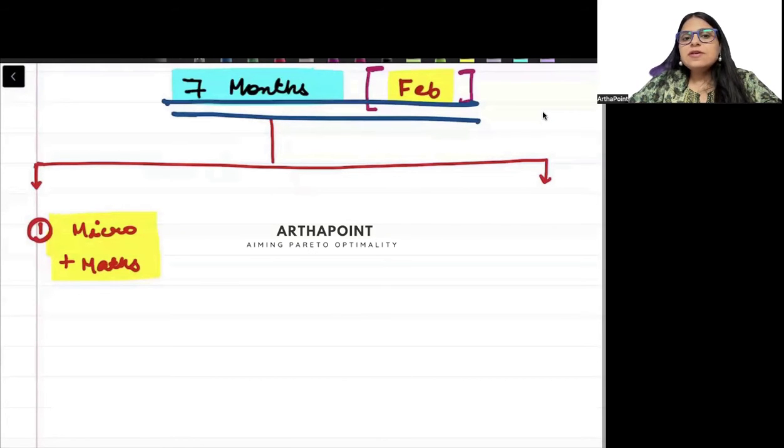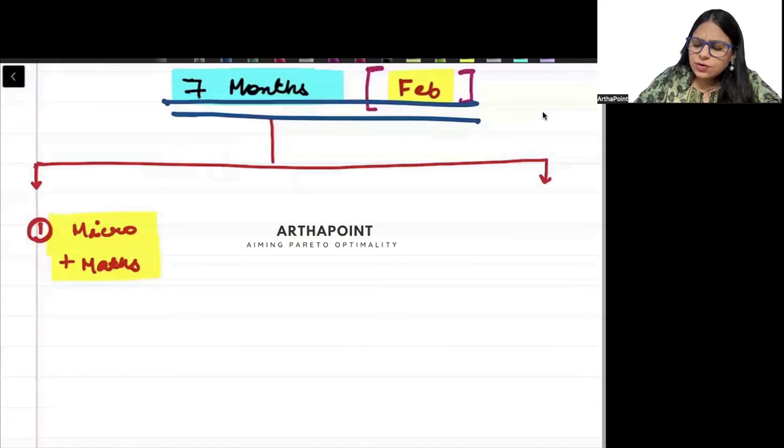So the aim is that we finish the course on time and I give you enough time for revision. Imagine if by Jan mid I am not able to finish your course, how will you get time for revision? How will you get time to do practice tests? How will you get time for yourself? So I don't want that.